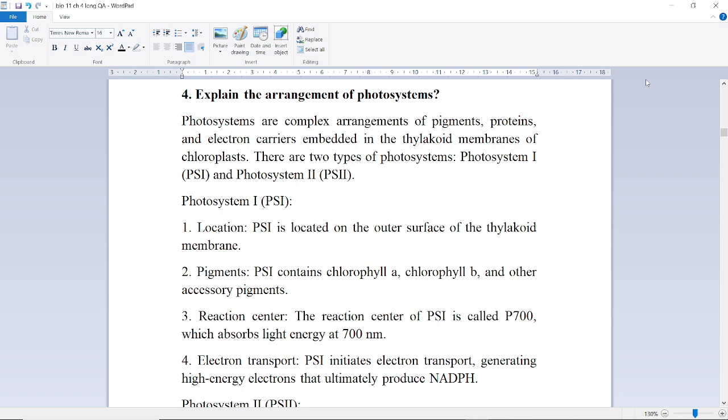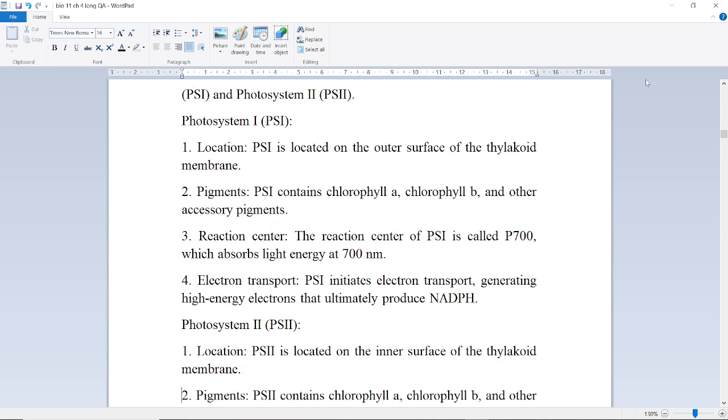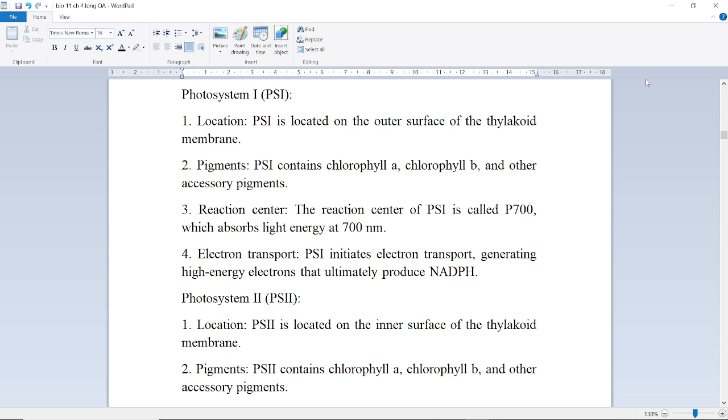Next question is, explain the arrangement of photosystems. Photosystems are complex arrangements of photopigments, proteins, and electron carriers embedded in the thylakoid membranes of chloroplasts. There are two types of photosystems: photosystem 1 and photosystem 2. Photosystem 1. Location: Photosystem 1 is located on the outer surface of the thylakoid membrane.